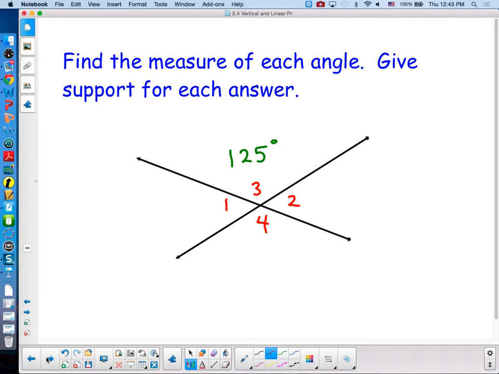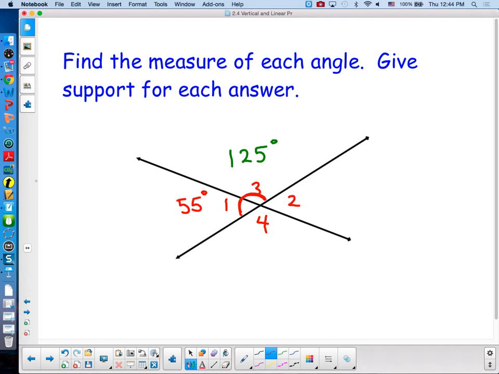Gavin, what did you get for an angle there? Angle 1 is how much? 55. What are you supporting that with? Is it the linear pair postulate or the vertical angle theorem that you used? Okay, the linear pair postulate, correct, because 1 and 3 together make a linear pair.